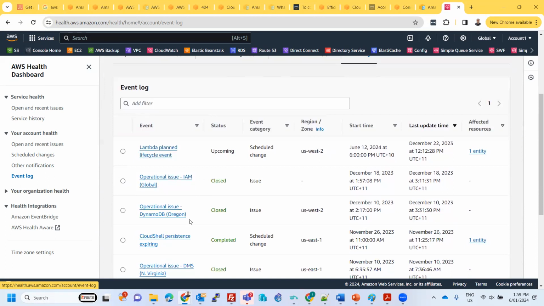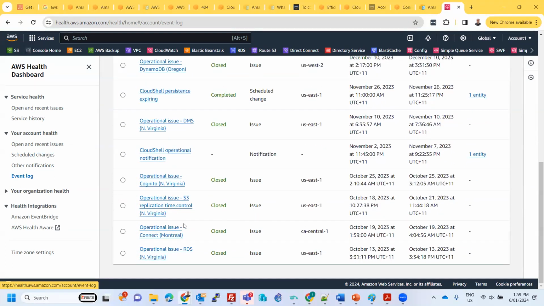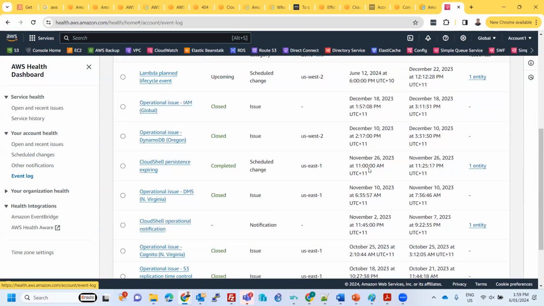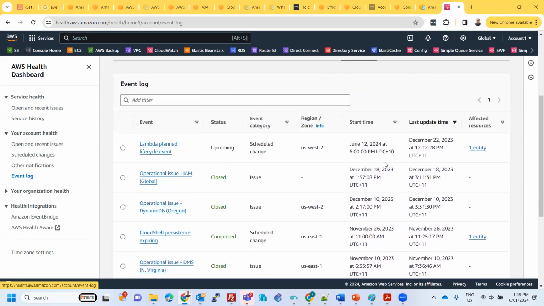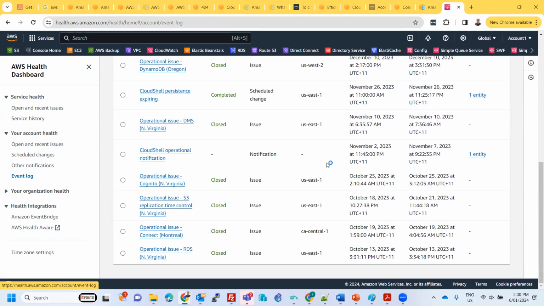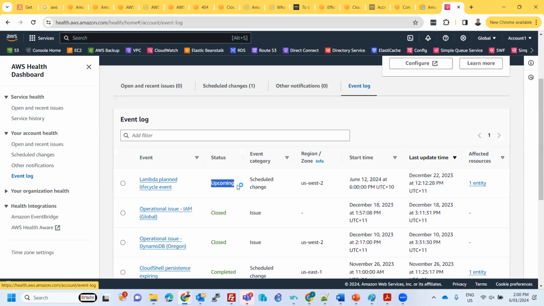You can see many different logs in here. This one is old, from last year, but everything is closed, completed, something like that. But this one is upcoming. After 6 months, it will happen. But now you've got the notification about that. That's huge.